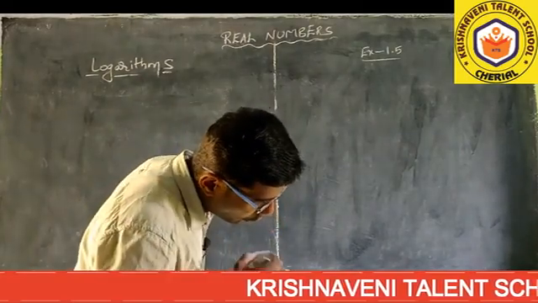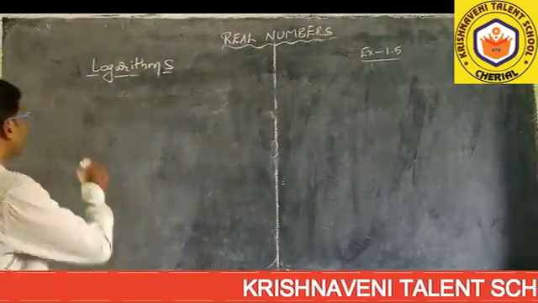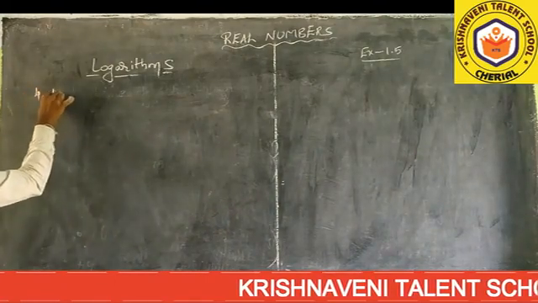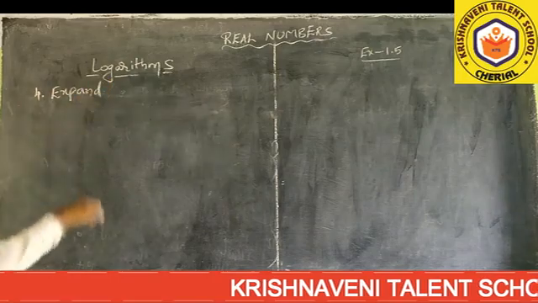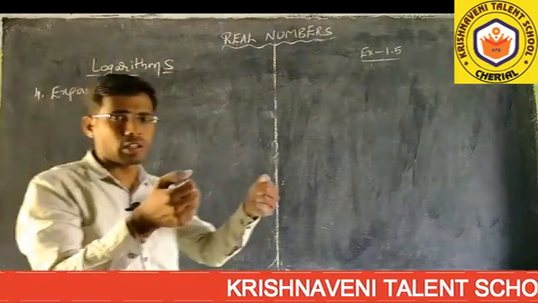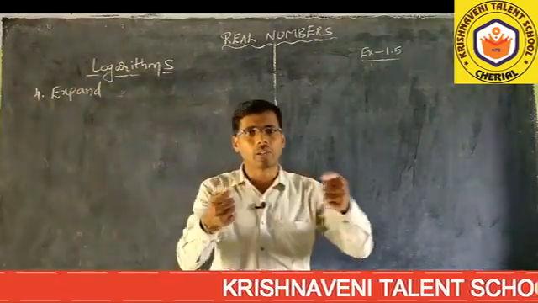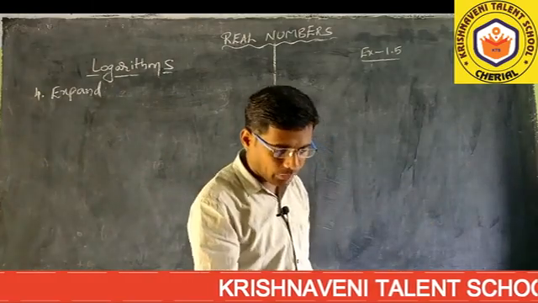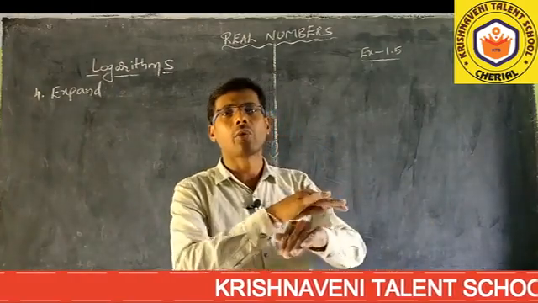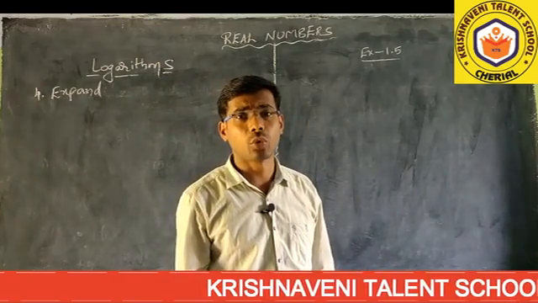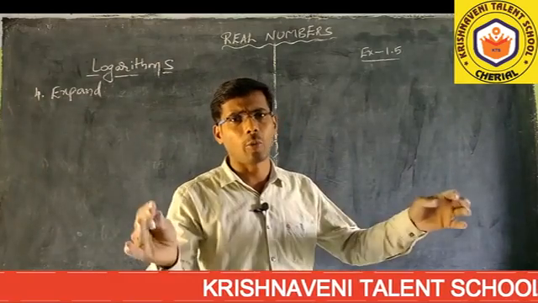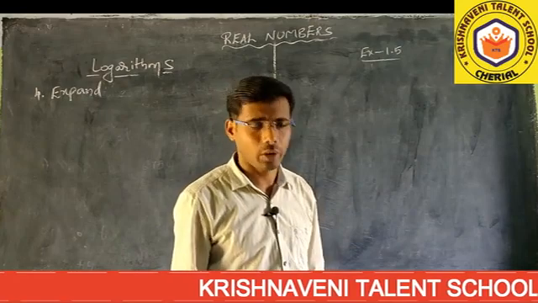In 1.5, the fourth bit is expand. The name itself is saying expand. Expand means you will enlarge. He has given one single logarithm, and you have to make it into two. It may be 2 logarithms or 3 logarithms. However many logarithms will exist there, you have to write that many.